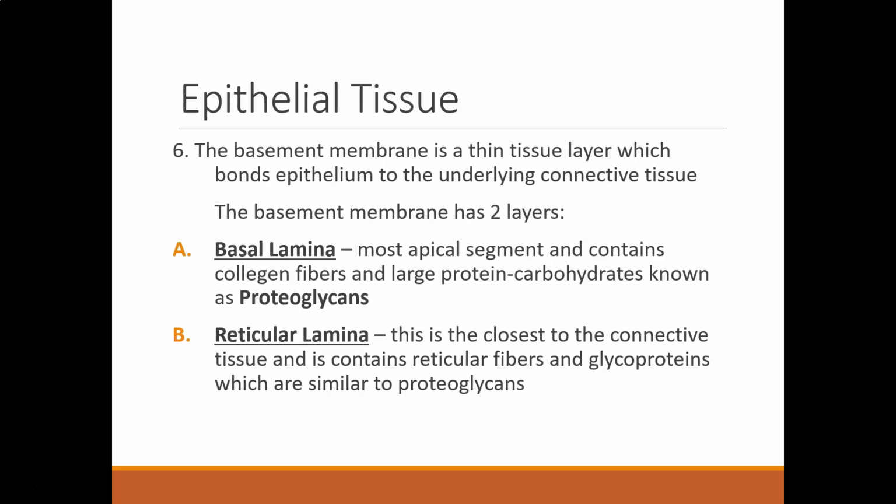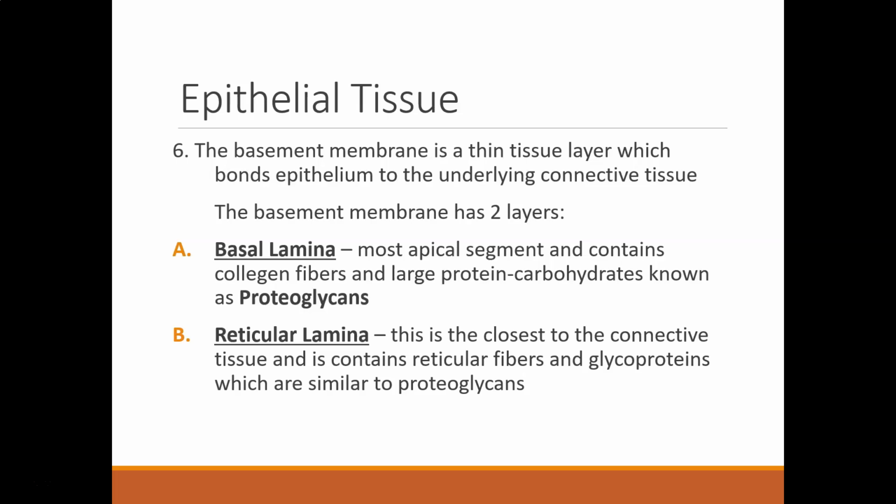The first layer is the most apical layer, or the highest one, and that is known as the basal lamina. The reason it's called the basal lamina is because it faces the basal layer of the epithelial tissue. So the basal lamina is the most apical segment of the basement membrane, and it contains collagen fibers which make it quite strong, and large protein carbohydrates known as proteoglycans. And we'll get into those a little bit later.